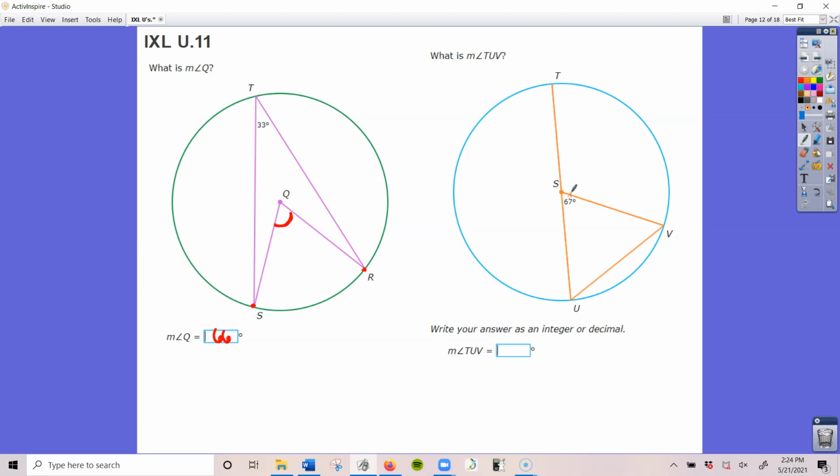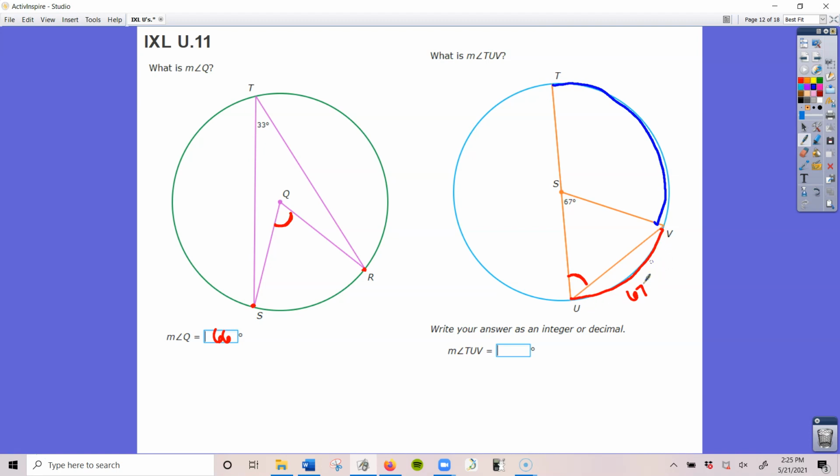Now over here, you have this central angle, which is 67. Now these you kind of gotta play around with it a little bit. So if this is 67, that means that this arc measure is also 67. Now we're trying to find this angle here, TUV, this one. Now that angle, I'm going to show you in a different color, intercepts this arc here.